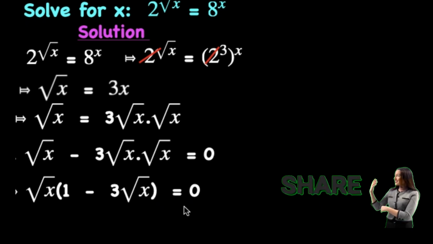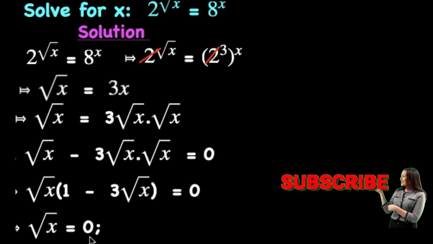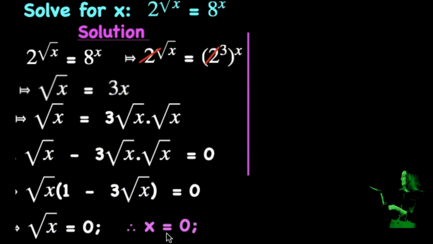From here, root x is equal to 0. Then we have root x is equal to 0. Therefore, x is equal to 0.